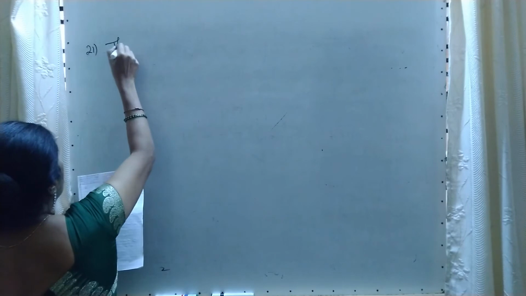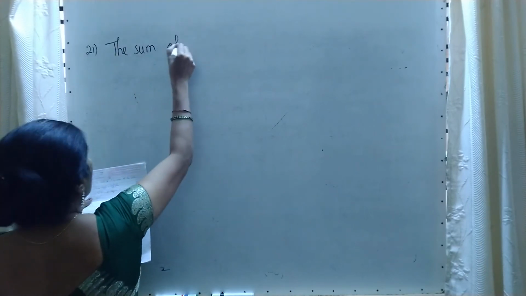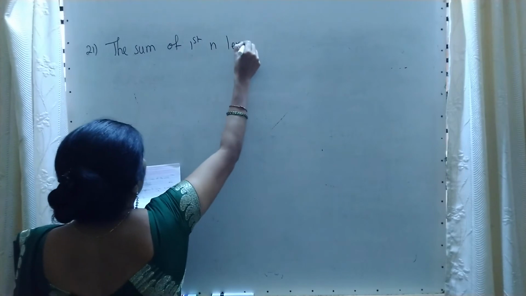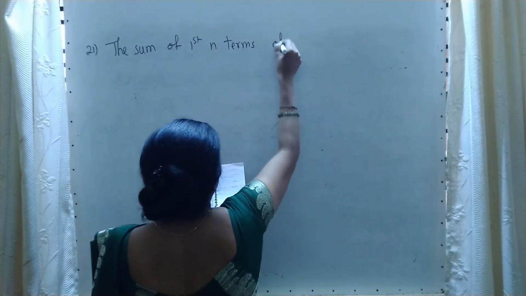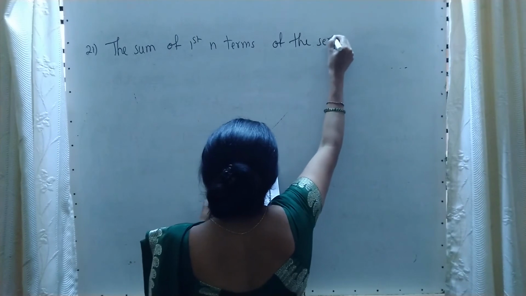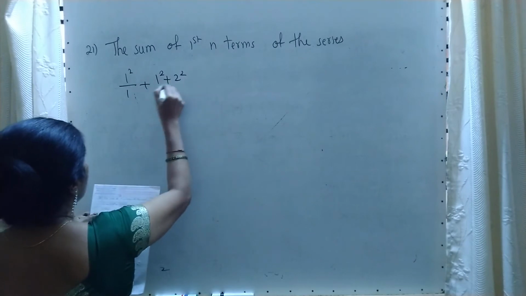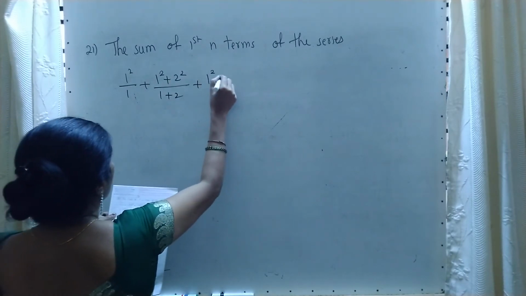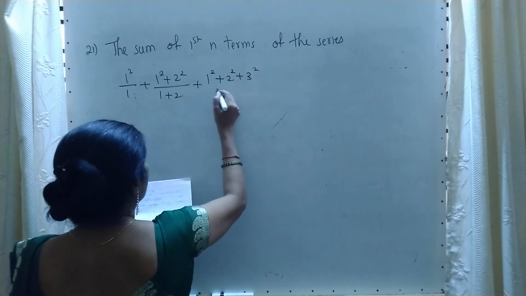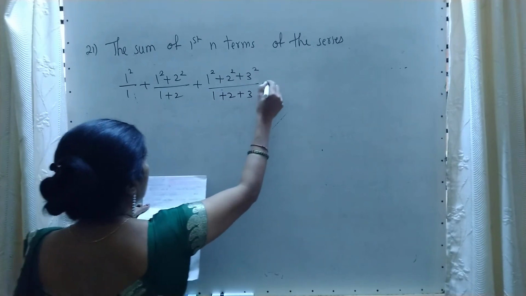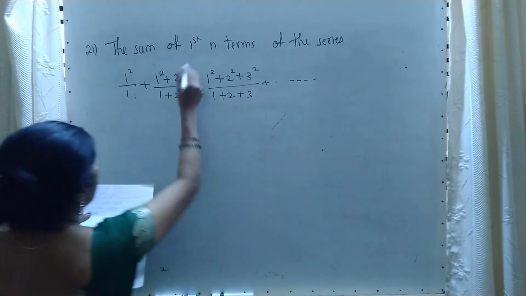Moving to the next question. Question number 21. See, this is from a previous year paper, that is 2016. The sum of first n terms of the series 1 square upon 1 plus 1 square plus 2 square upon 1 plus 2. This is from 2016. So up to n terms, first n terms.